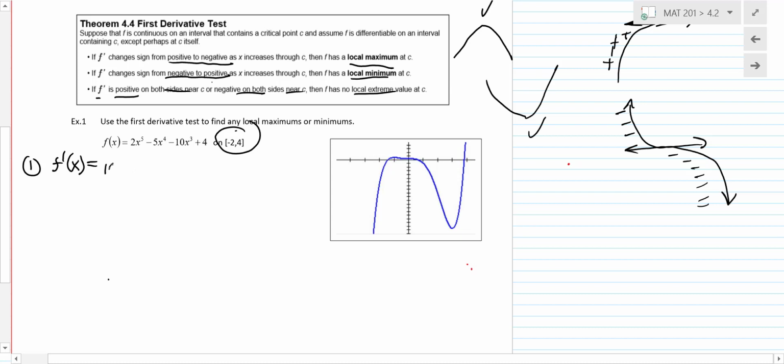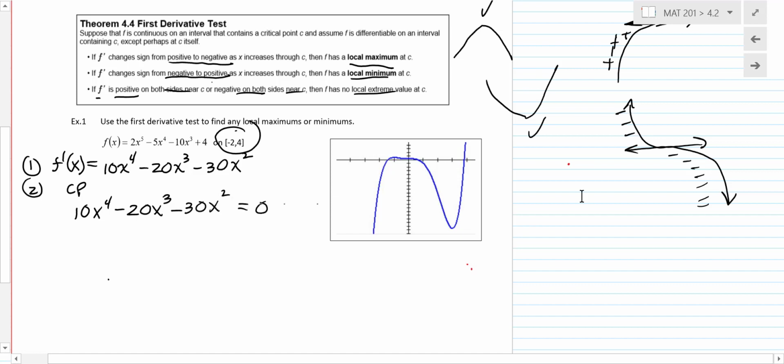So that's going to be 10x to the 4th minus 20x to the 3rd minus 30x to the 2nd, like that. Okay, step 2, you want to find your critical points. So what do you do? You set the derivative to 0, or you see where it's undefined. Is this derivative ever undefined? No, it's a polynomial. X can be anything. So what we do is we go ahead and set that derivative equal to 0, and then we have to solve that equation.